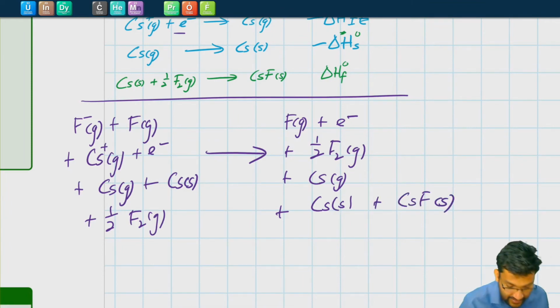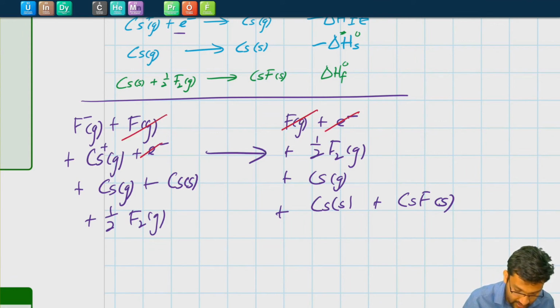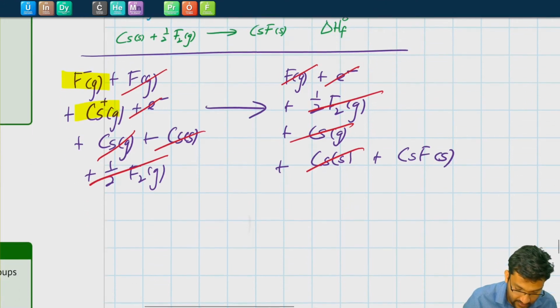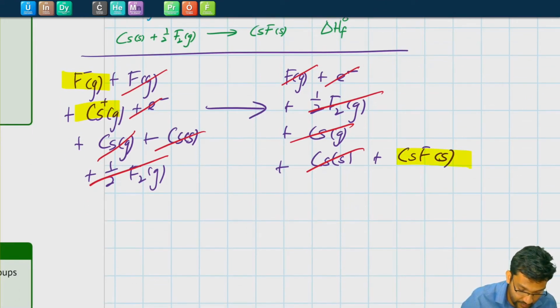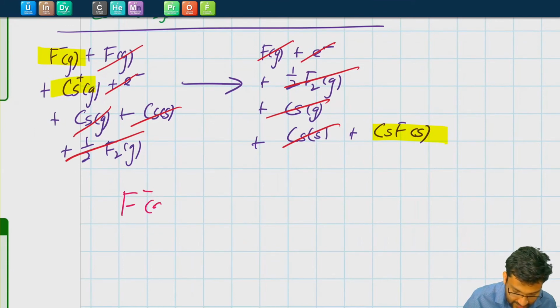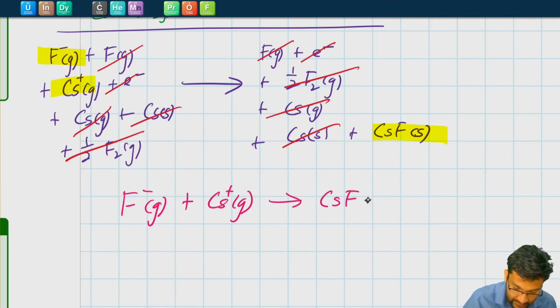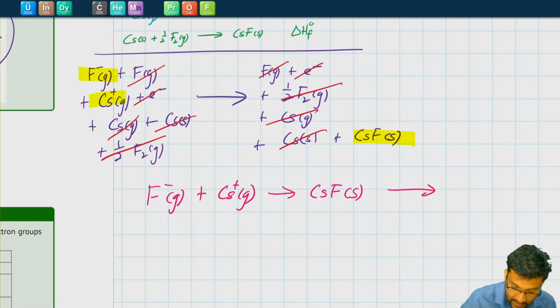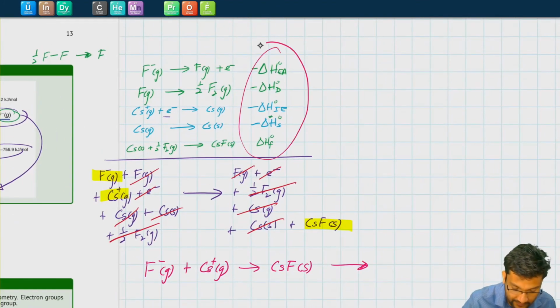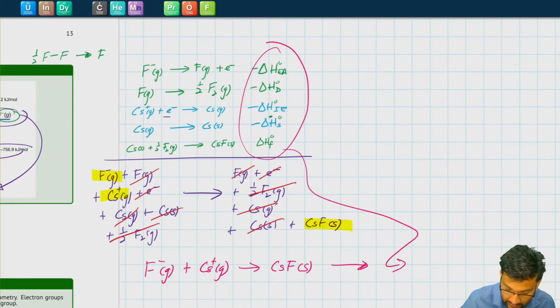All right, let's see what all cancels out. I see a fluorine gas here. I see an electron there. Here's half a fluorine gas there and there. Here's a cesium gas. There's a cesium gas. Here's a cesium solid. There's a cesium solid. So what we're left with is a fluoride gas ion and a cesium gas ion to form cesium fluoride, which is exactly what we wanted. Fluoride gas plus cesium plus gas to give us our cesium fluoride in a solid form. And so if we add up all of these different enthalpies, we should get the lattice enthalpy.